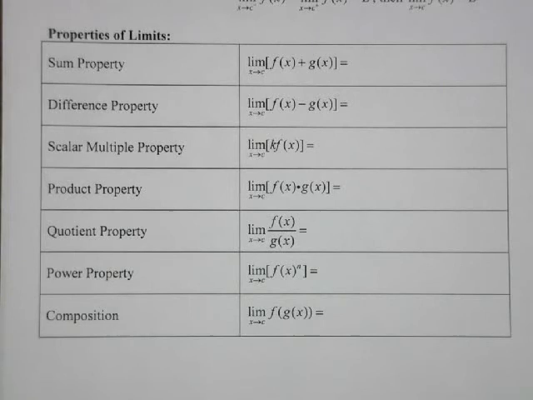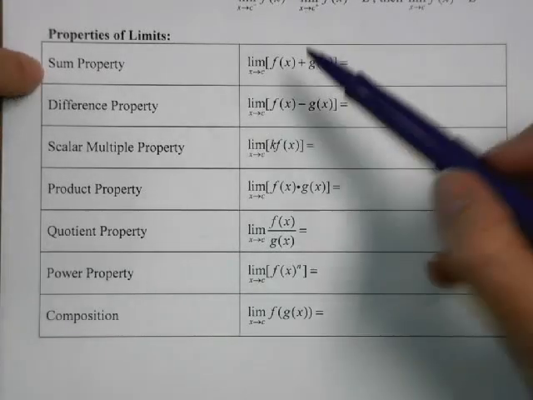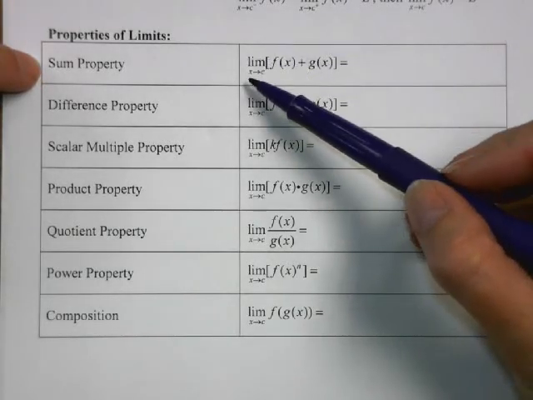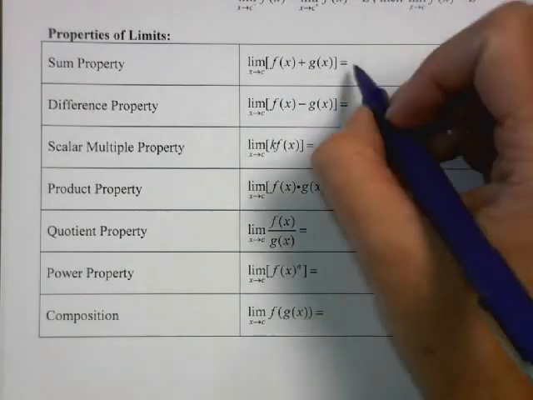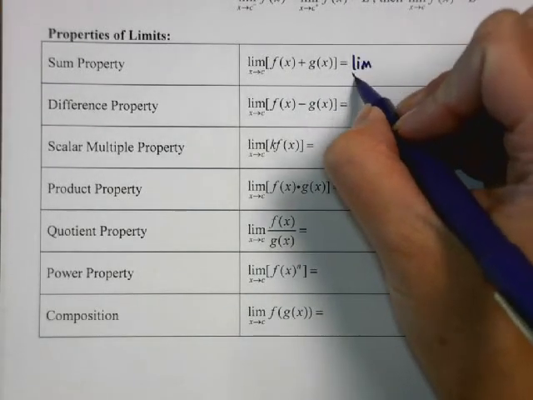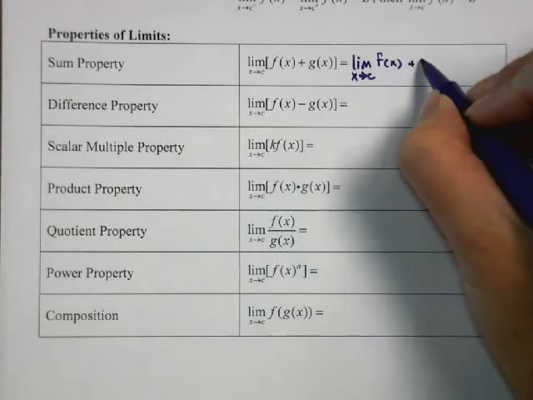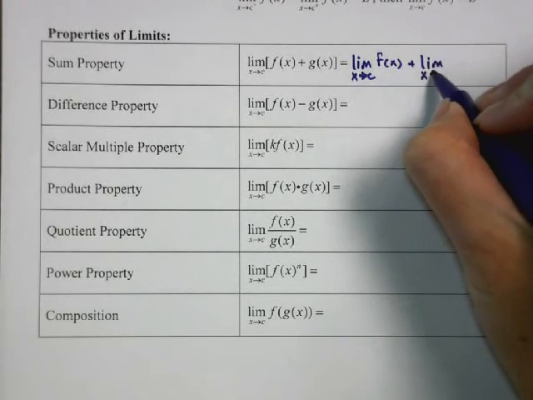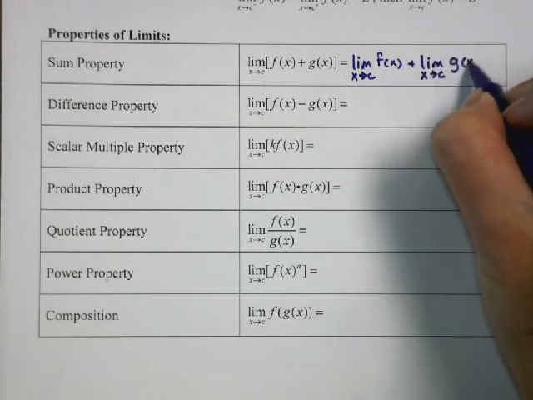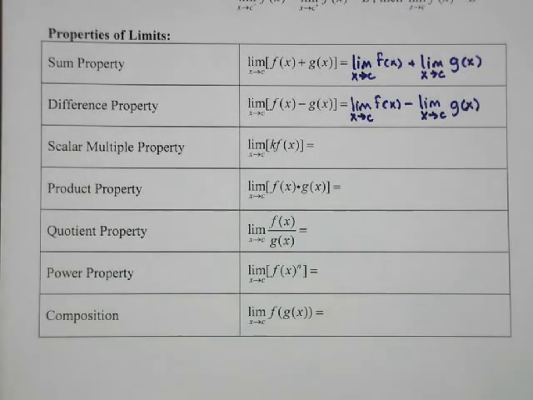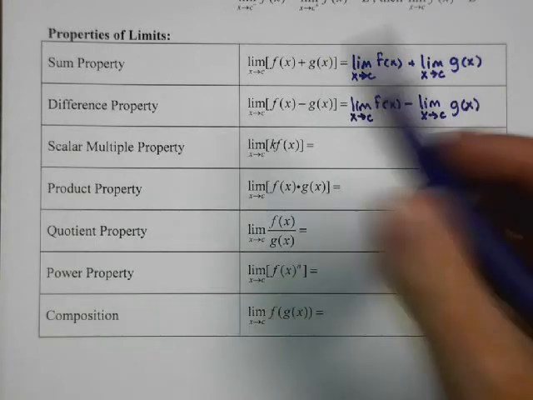Now we're going to talk about some properties, and these are going to be fairly straightforward. The sum property. So we have two functions, and we're adding them together, and we're looking at the limit as x approaches c of f of x plus g of x. Well, that's going to equal the limit as x approaches c of f of x, and we're going to add that to the limit as x approaches c of g of x. Same is going to be true for subtraction. So if we're adding, we can add them. If we're subtracting, we can subtract them.